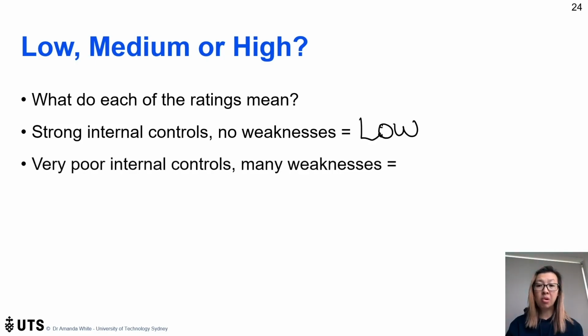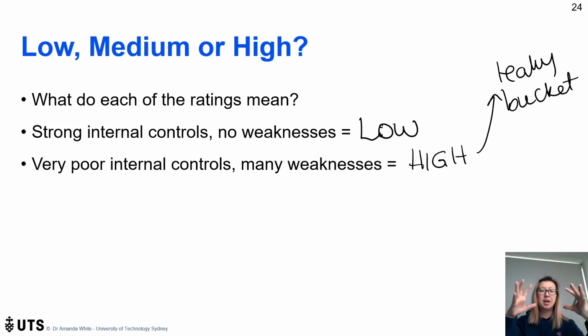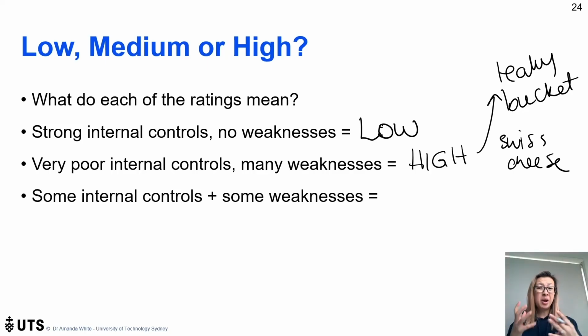If there are very poor internal controls and many weaknesses, then it's going to be high. All right, and high is my leaky bucket, my bucket with holes in it. If I've got a system of internal control that's just full of holes, it's Swiss cheese. Then I know it's not going to be a really great option for preventing or detecting misstatements. But what happens if you have some controls and some weaknesses? Well, then you're going to be in the medium range. And these are all going to affect what our level of detection risk is going to be and our audit strategy.